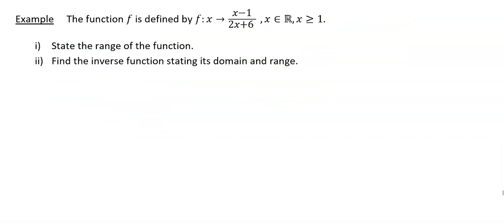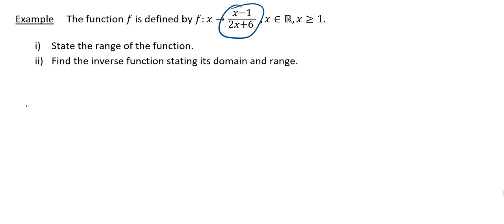Okay, it says the function f is defined by f takes x to (1 minus x) over (2x plus 1), where x belongs to the set of reals, where x is greater than or equal to 1. It says state the range of the function. So the range of the function means where does this actually go to. So we start in your real numbers such that x is greater than 0, but where do we end up? So effectively, what are your y values, or in this case, your f values? Right, I'm not going to know just by looking at this function what my range is going to be.